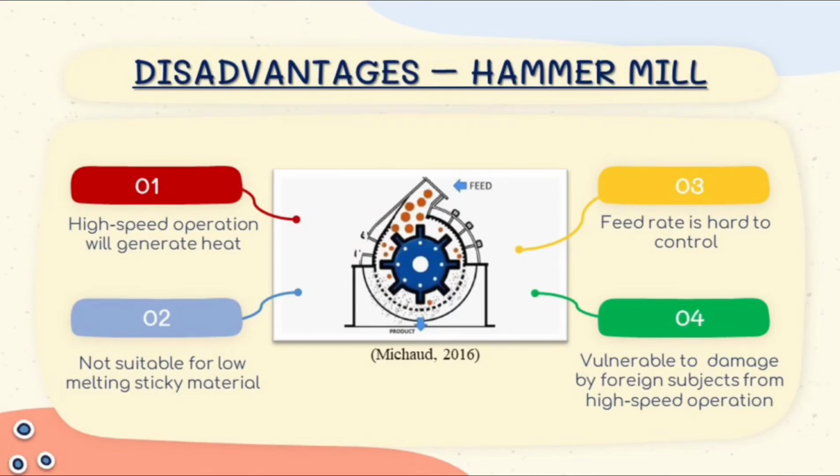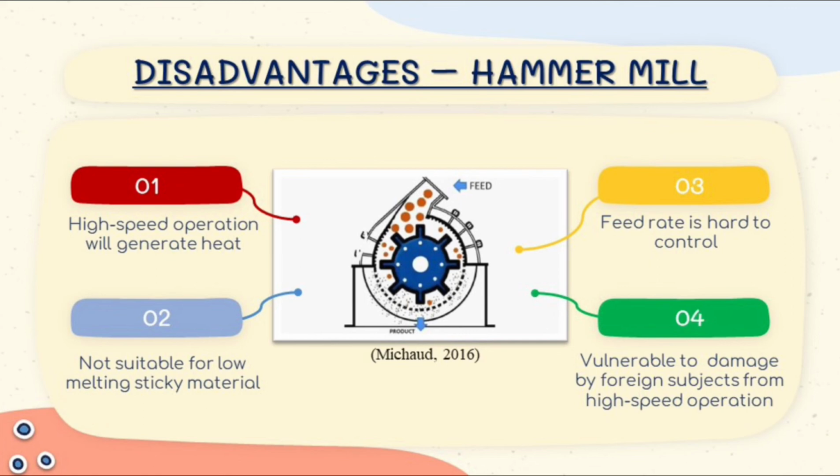We move to the disadvantages of the hammer mill. Firstly, the high-speed operation causes generation of heat in the mill head that may negatively affect materials or drugs containing fat, resin, or gum. Other than that, hammer mills are not appropriate for operating on plastic-like or low melting sticky material. To reduce the heat damage, the mill could be water cooled.